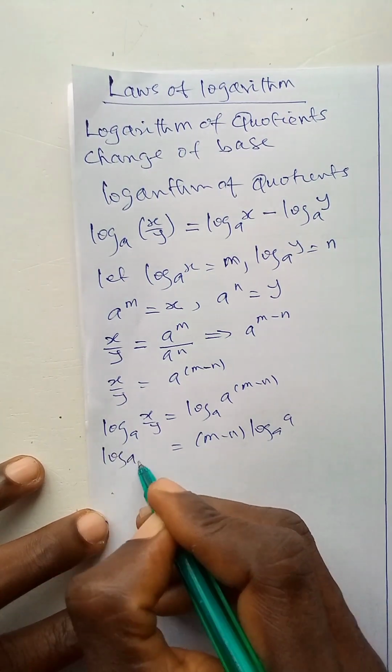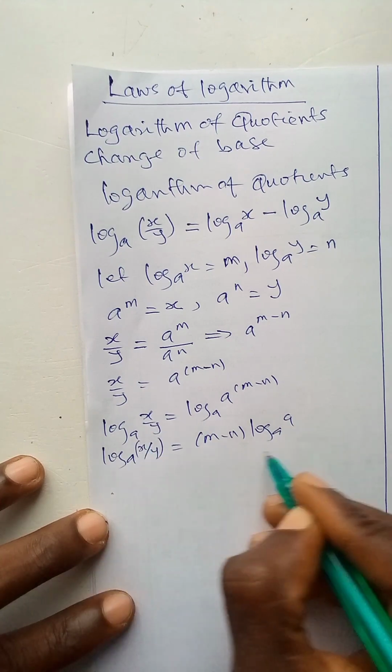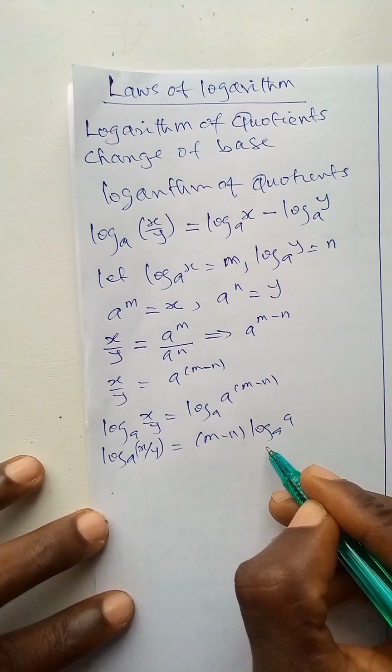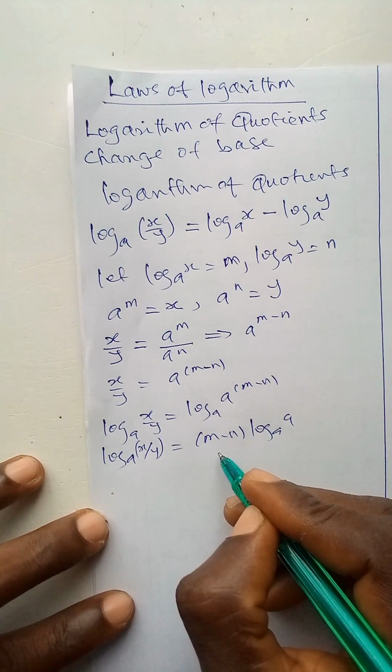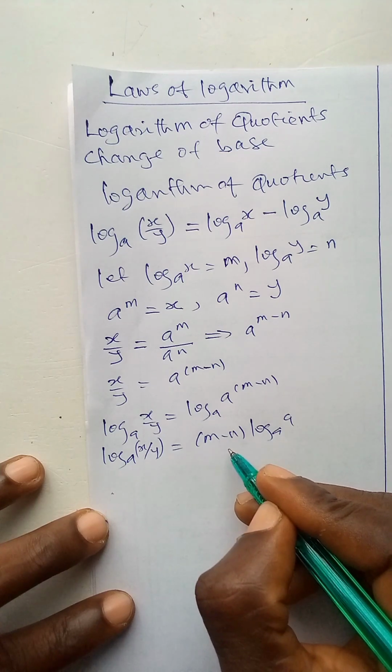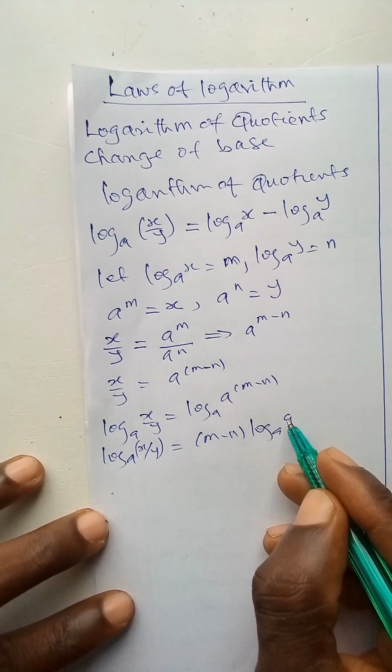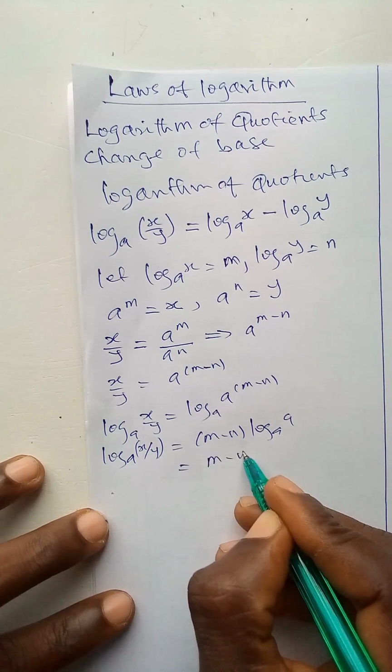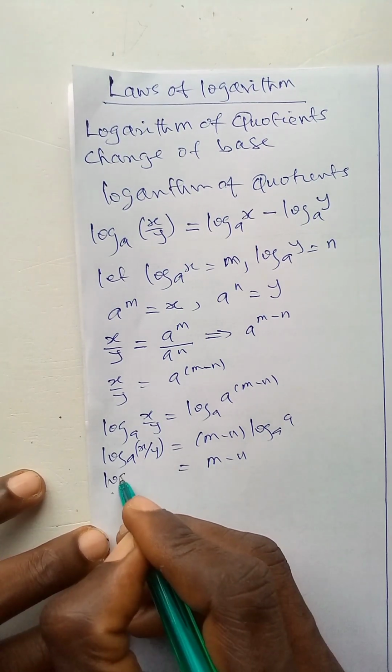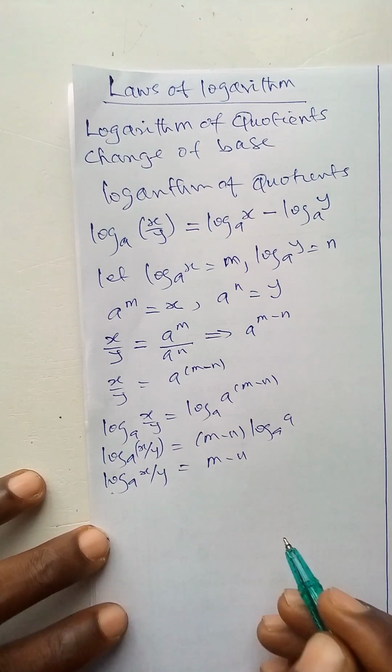Now, log to base a of x over y is the same thing as log to base a of a being multiplied by m minus n. Log to base a of a is 1. So I have m minus n is equal to log to base a of x over y.